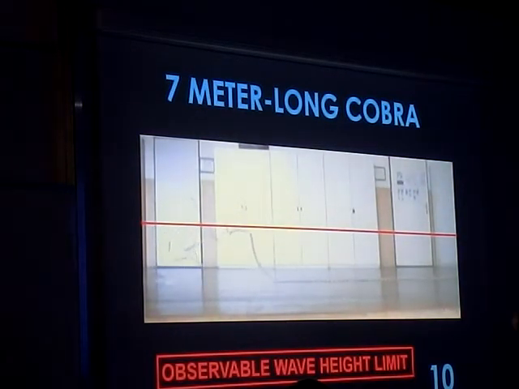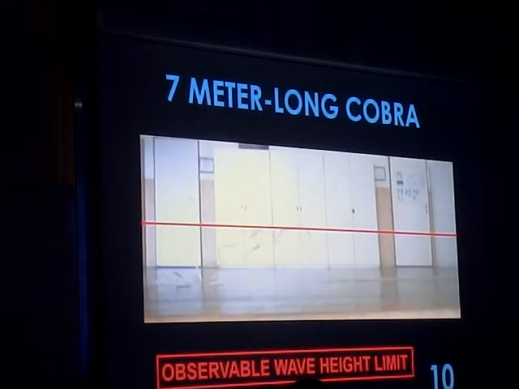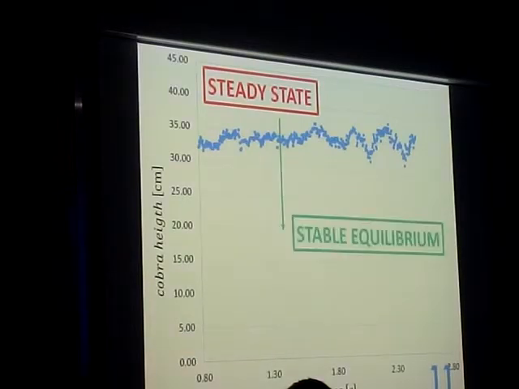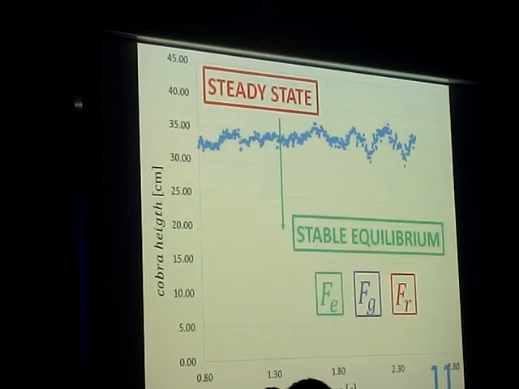As the cobra rises in this measurement of a 7-meter long cobra, we can see that there is an observable height limit. In the steady state, the height of the cobra may look something like this, and we can see this from the stable equilibrium of the forces we have shown before. There is also sometimes an oscillatory movement, which is the result of the dynamical equilibrium of these forces.